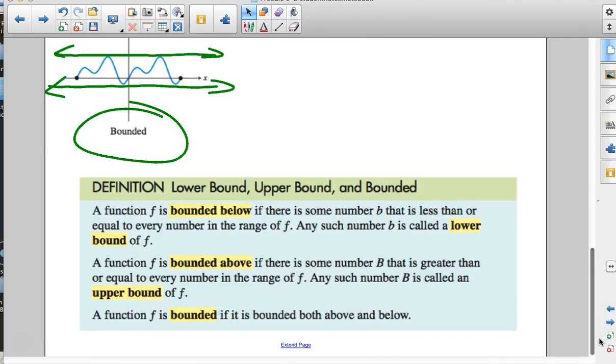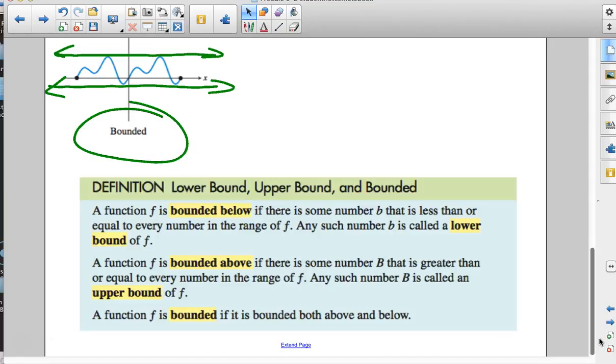So lower bounds and upper bounds and bounded. A function f is bounded below if there's some number b that is less than or equal to every number in the range of f, and any such number is called a lower bound of f. That's the line. You draw a line y equals b down there, and it's just not going to quite make it there.